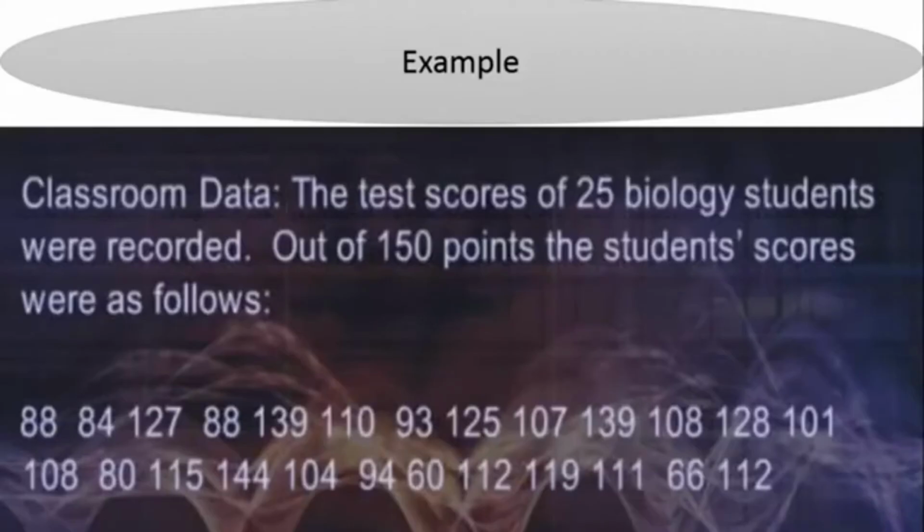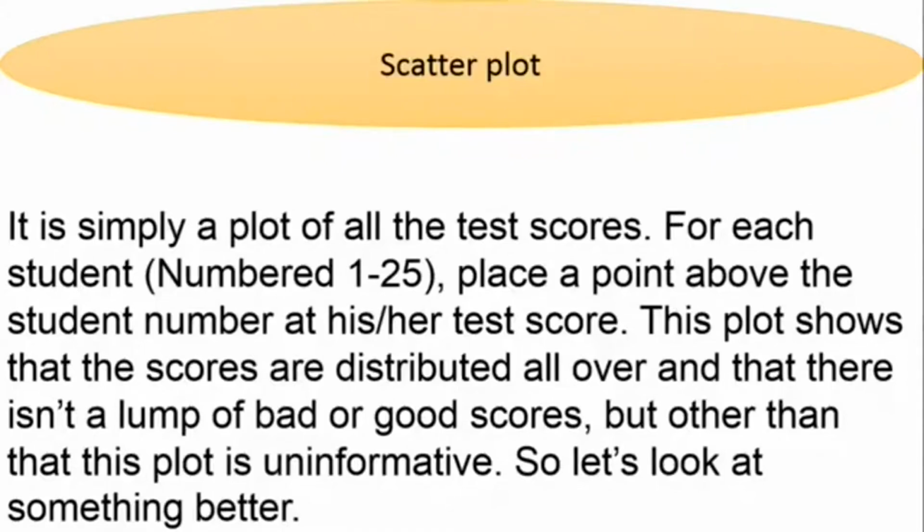So here is numerical data related to classroom data, and the test scores of 25 biology students are recorded, and the score is out of 150 points. So you can see the different scores obtained by each of the 25 biology students. First thing I'm going to show you in this example is a scatter plot. It is simply a plot of all the test scores, and for each student number 1 to 25, place a point above the student number at their score.